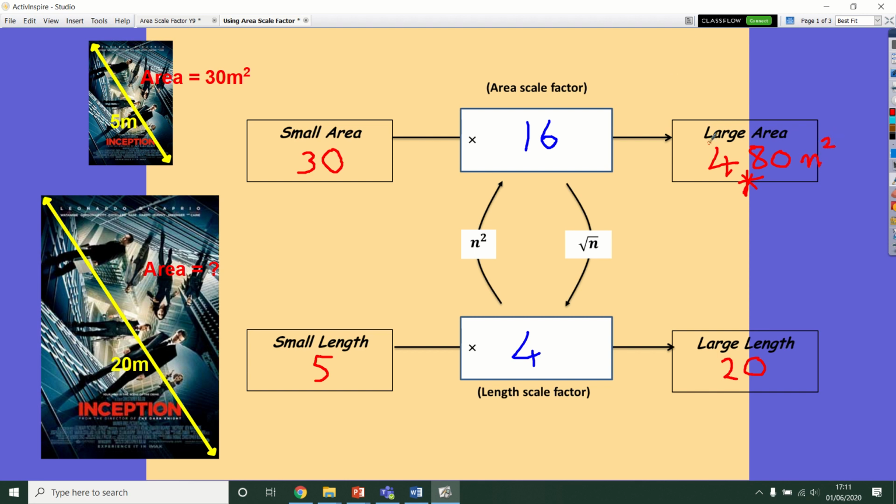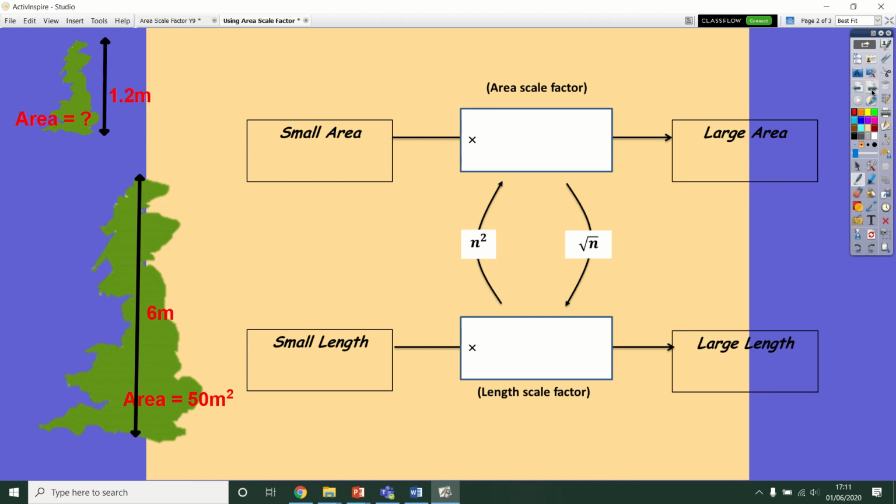Just to recap, using the template, fill in the numbers that you know, use the arrows to get upwards and downwards from the middle here, and then use what you've got to work out anything that's missing. So that's done. That's the answer there, 480 meters squared. Let's do a couple more examples, and then there's some that I want you to have a go at.